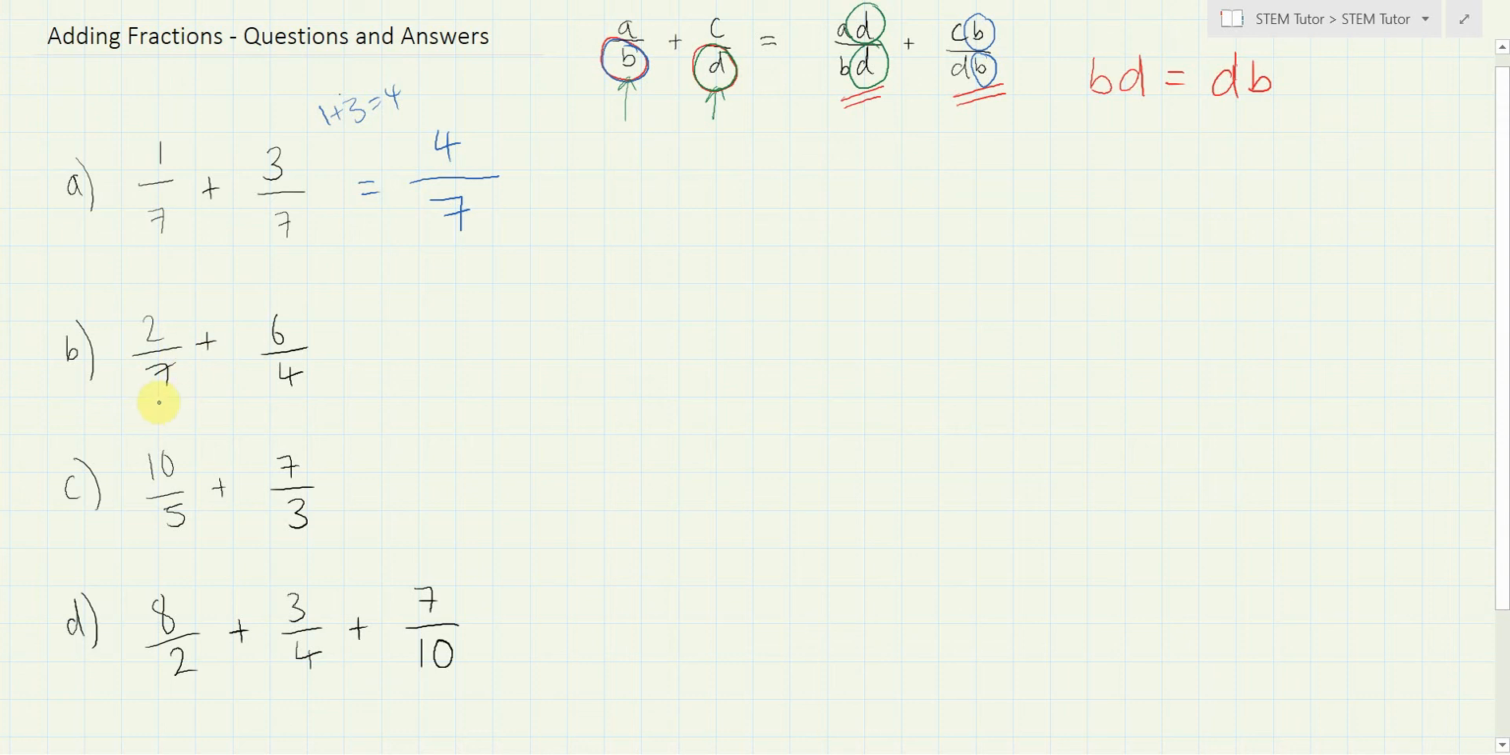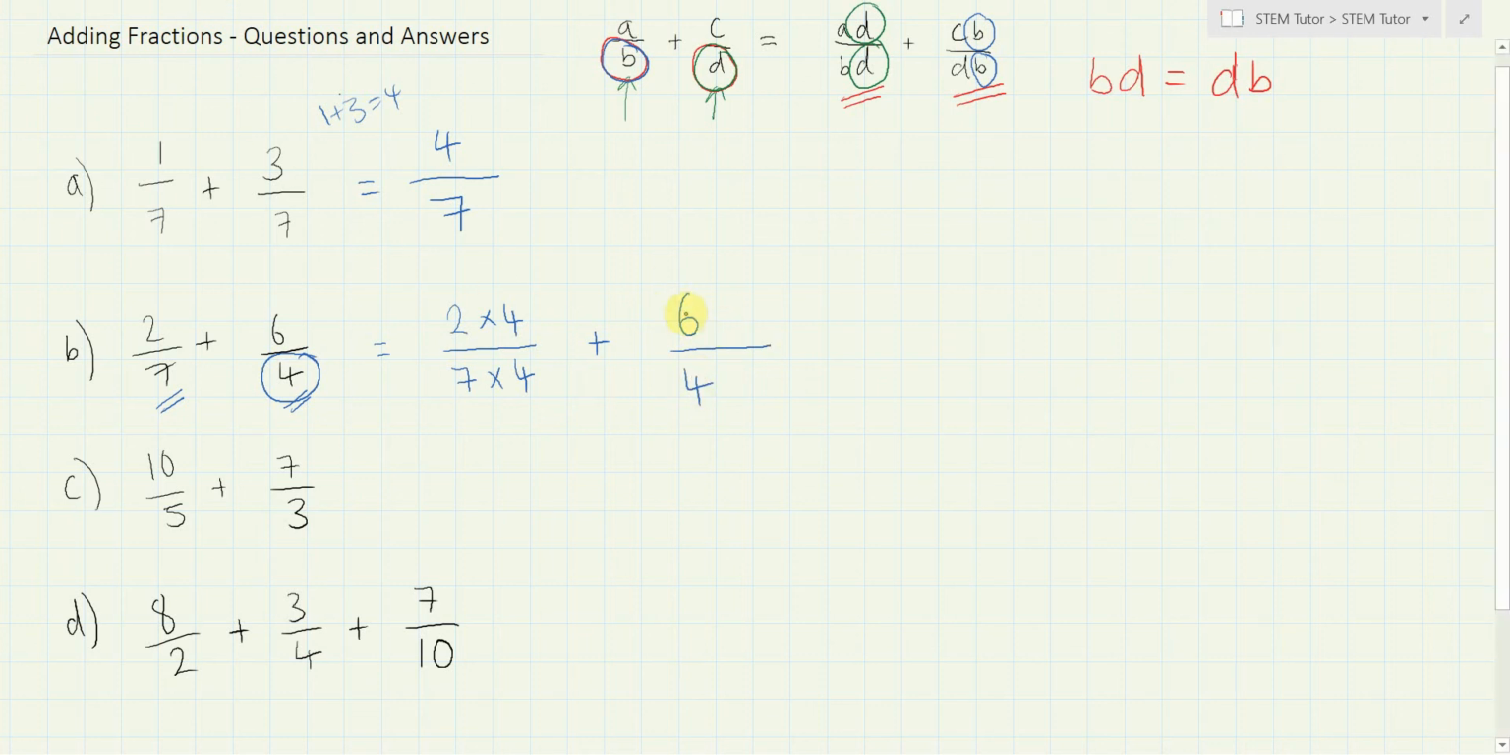Okay, now we have a case where the denominator, so the number at the bottom, is different. So the first thing you do is rewrite the first fraction. Okay, and now we multiply this fraction, top and bottom, by the denominator of the second fraction. So multiplied by 4, multiplied by 4. Add. So you continue writing out the question essentially. So now we've got 6 over 4.